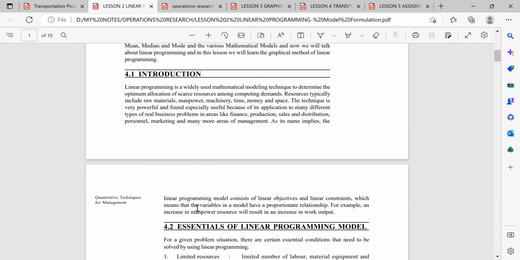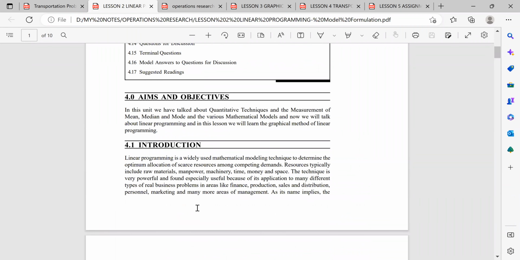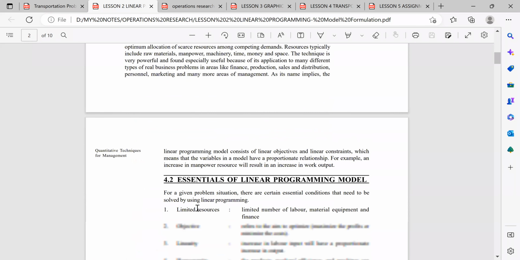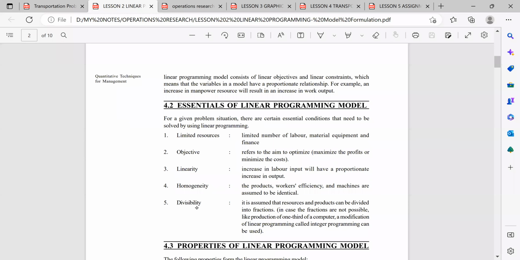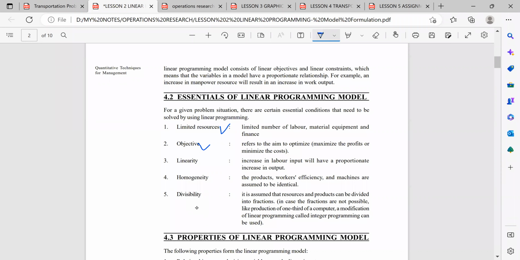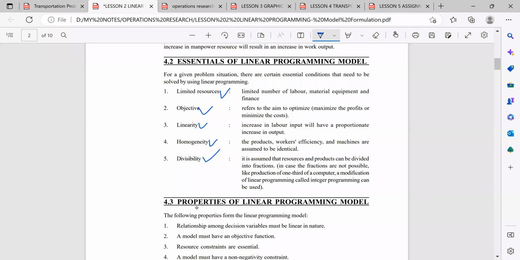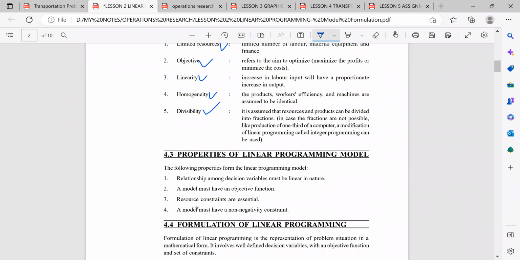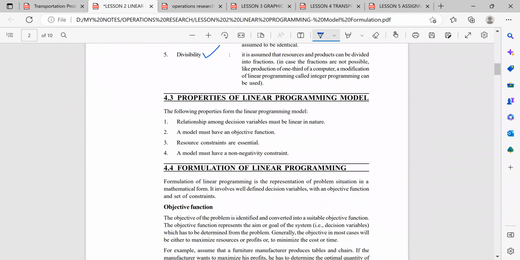These are the notes that I've shared with you. Of course, there is the introduction. Then we have the essentials of an LP model. Of course, these are things you've seen if you have gone through the notes. Then we have the properties of linear programming model. Then the formulation of an LP.